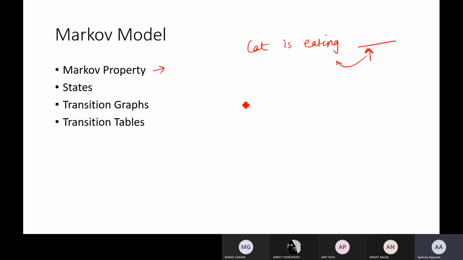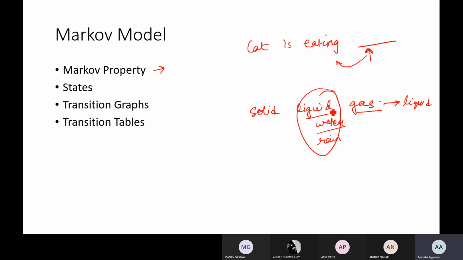Let's say I'm talking about three states: solid, liquid, and maybe gas. Okay, three states are there. Now suppose, what are the chances that it has turned into liquid? This liquid was maybe water, maybe normal water, maybe rain water. It can be any water. So it is saying that right now it is in the gas form. If it is converting into liquid, it does not depend upon what it was previously. So basically, one and the same thing: only on the present state, the next state is dependent. So it doesn't matter what the previous words were.